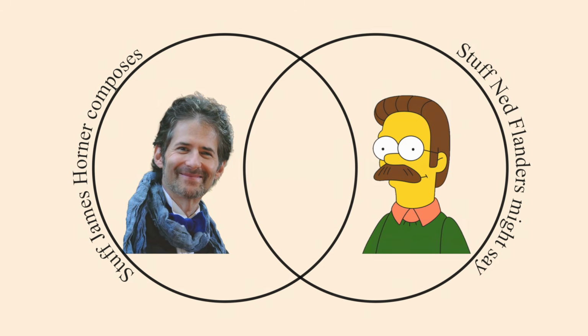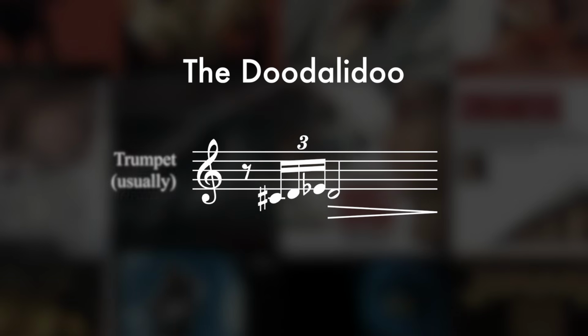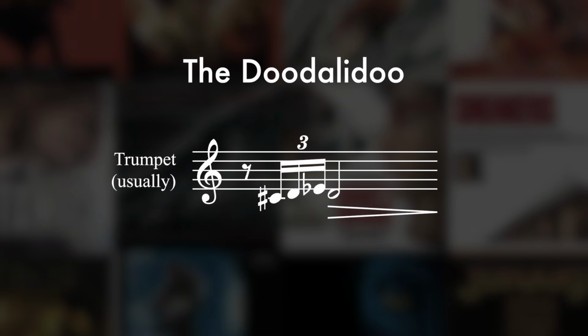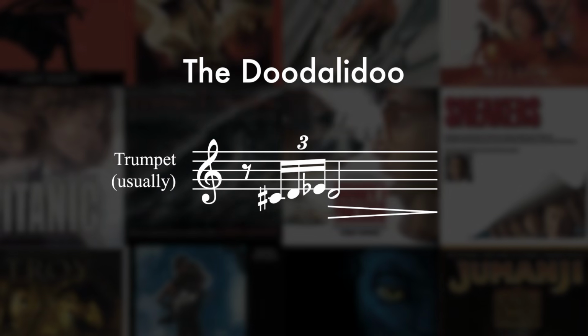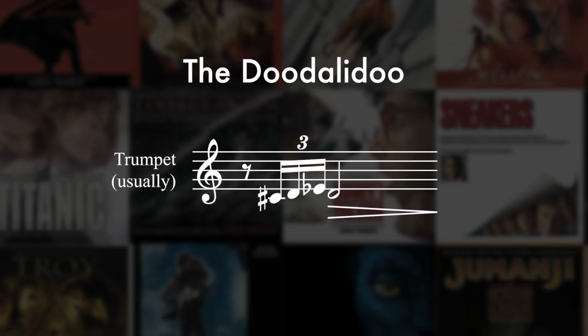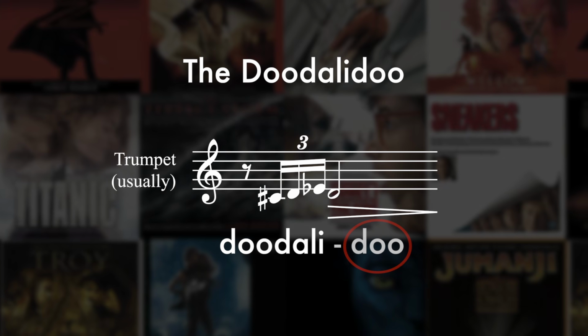All of these examples include what I call a doodalidoo, and it's a recurring motif across most of the films James Horner scored. A doodalidoo is most commonly played by trumpets as a triplet of ascending semitones, which then lands on the middle of those pitches as a long, sustained note, which usually fades out. The first three notes are the doodly, and the longer final note is the do.